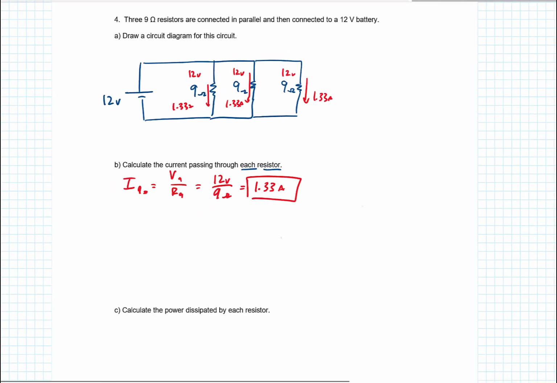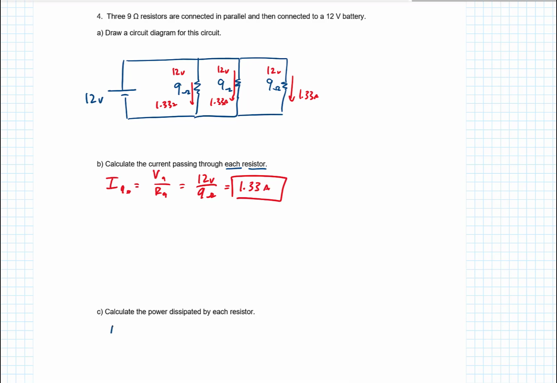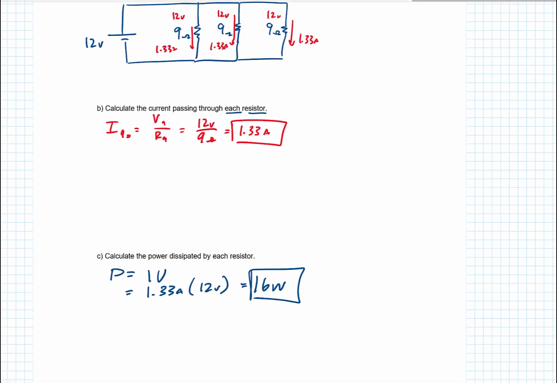And then calculate the power dissipated by each resistor. Same deal. We can do power is IV now because we have the current and the voltage. So that power is 1.33 amps times 12 volts, which gives me 16 watts through each one. And that is our worksheet on series and parallel resistors.